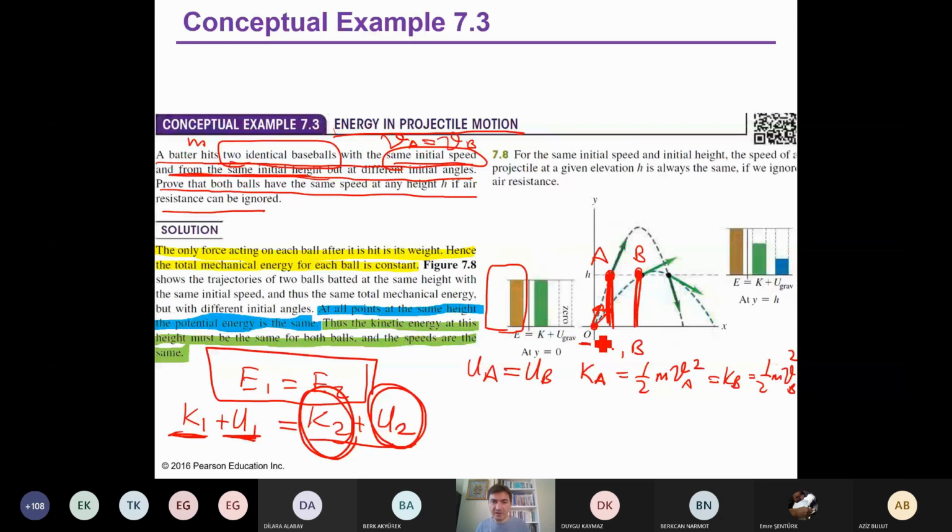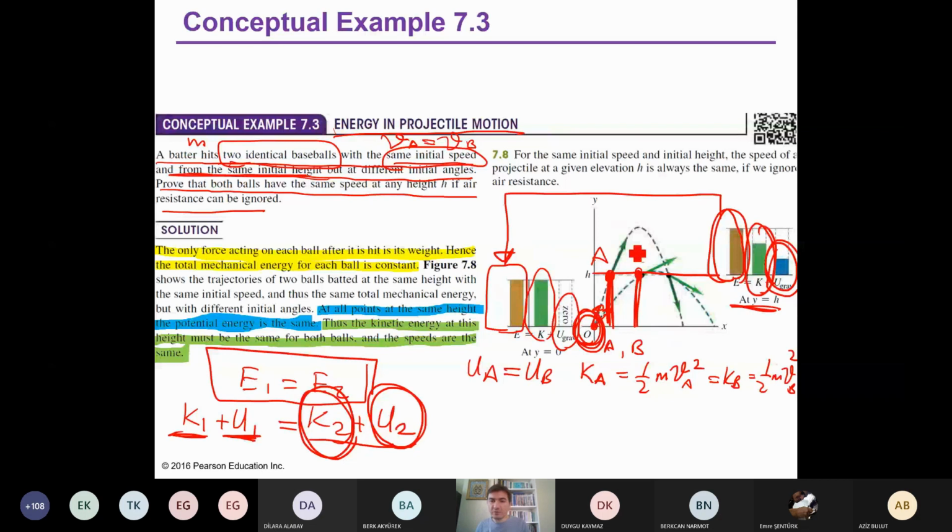So at the beginning they have kinetic energy and gravitational potential energy is 0 because I have chosen that this is the origin. And at this height, we have the same total mechanical energy as in the initial case, but some part of this total mechanical energy goes to the gravitational potential energy due to the height, and some part goes to the kinetic energy.